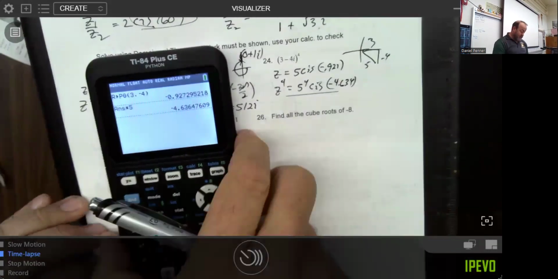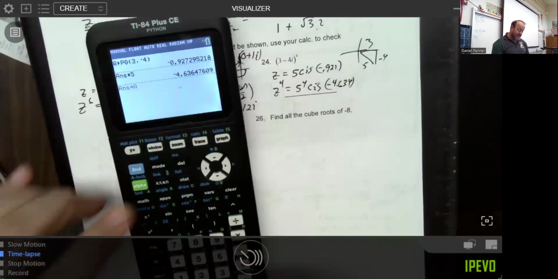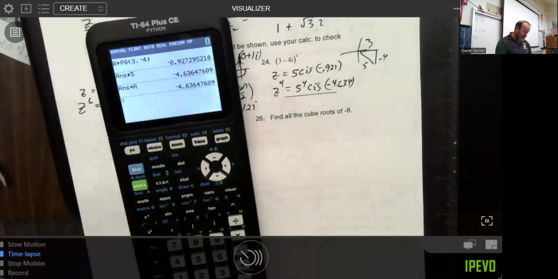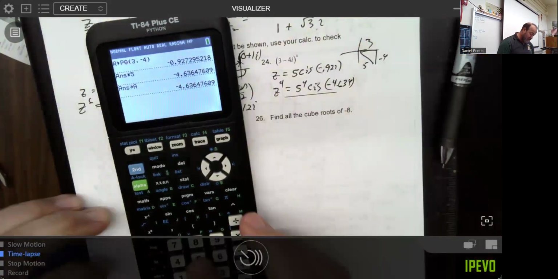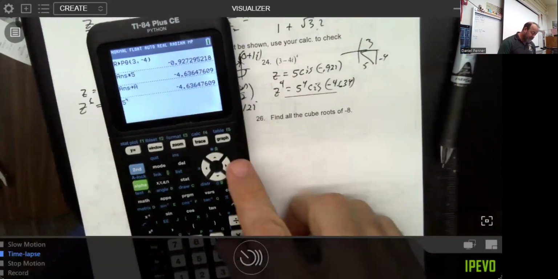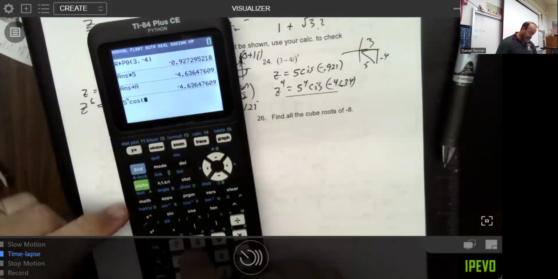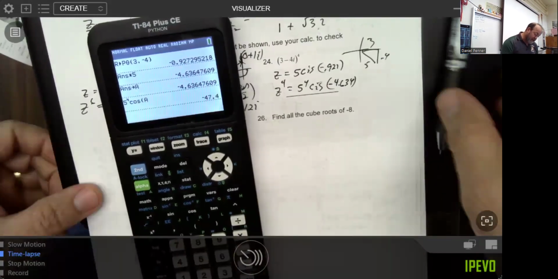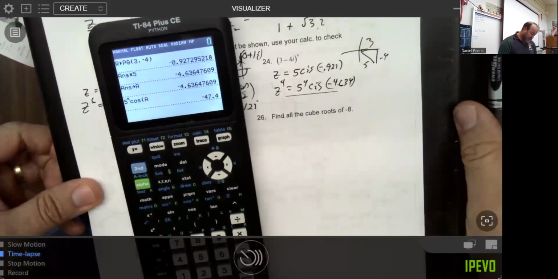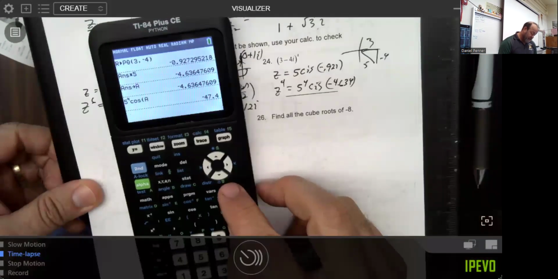But what I like to do is store that as some value like A. And so what I need to do now is take 5 to the 4th times the cosine of A, and my calculator gives me, I got something weird happening right here.